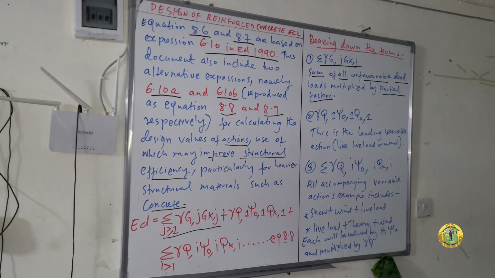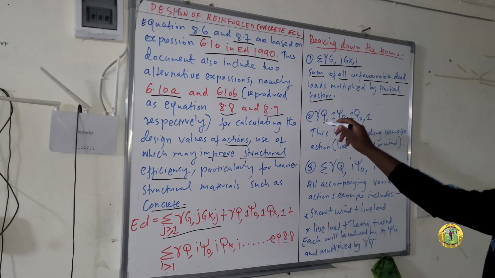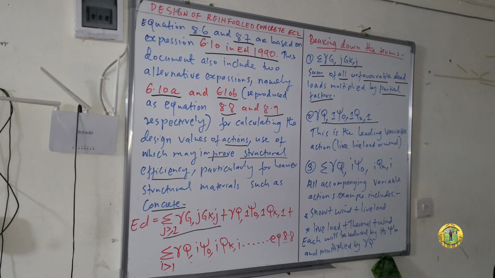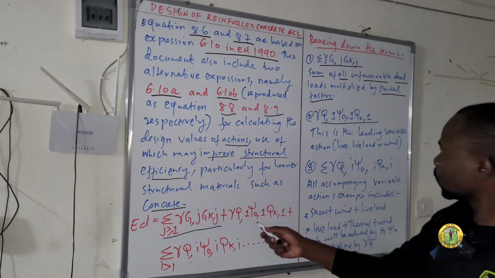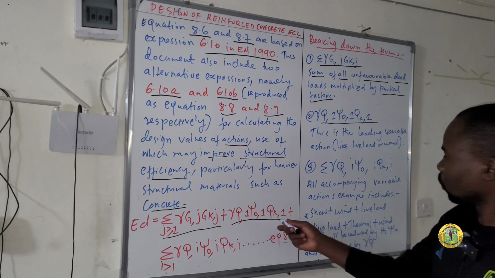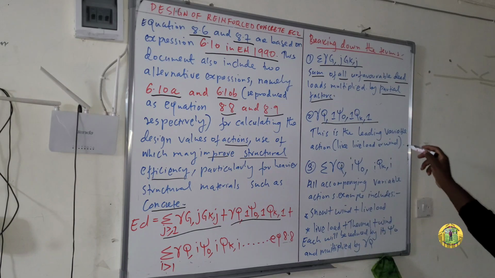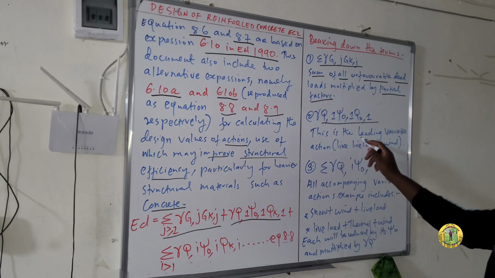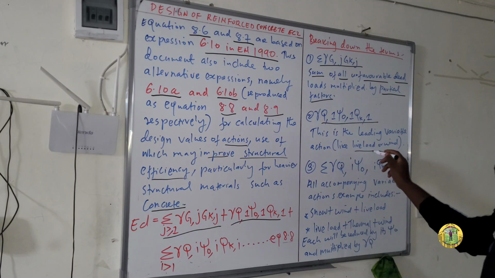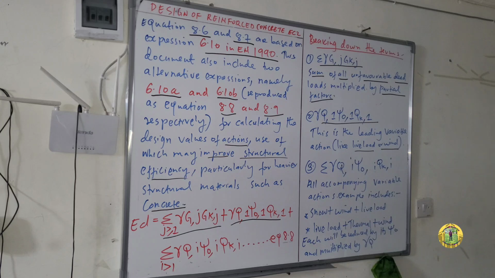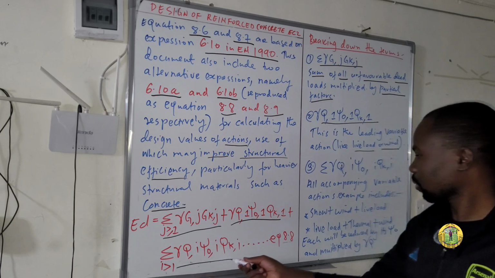And then we proceed to number 2, which is this term or these symbols. So it is here. So the Qk means the variable action, or in BS 8110 is the live load or the imposed load. So this is the leading action. So this is the leading action, like live load or wind. And then we proceed to the third one, which is this one. Here it is.